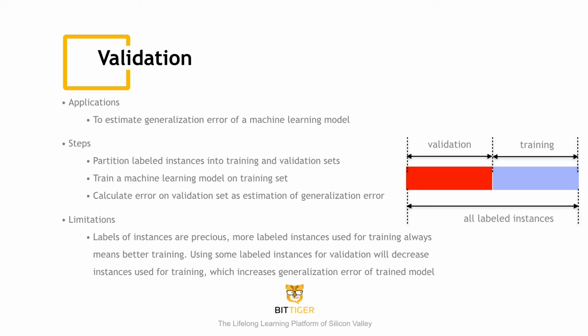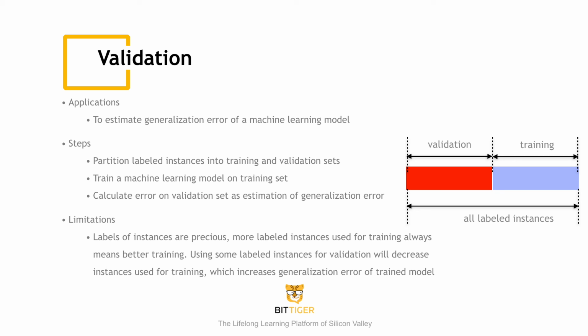The validation technique partitions all labeled instances into training and validation groups. All labeled instances in the training group are used for training, while the other group, that is, the validation group, is used for estimating the generalization error of the trained machine learning model. The estimated generalization error is very useful for model selection and hyperparameter tuning.